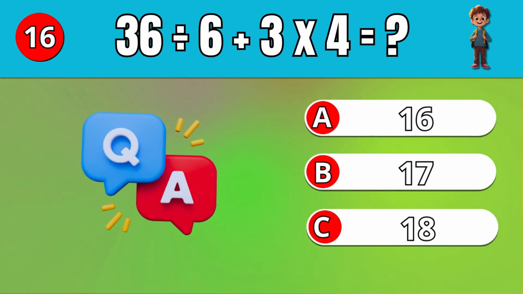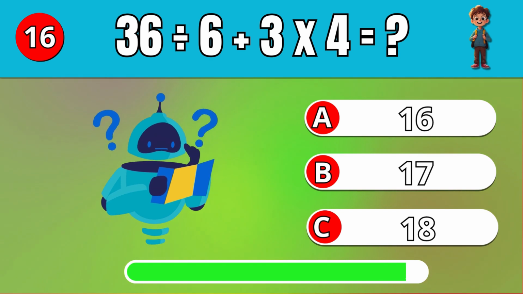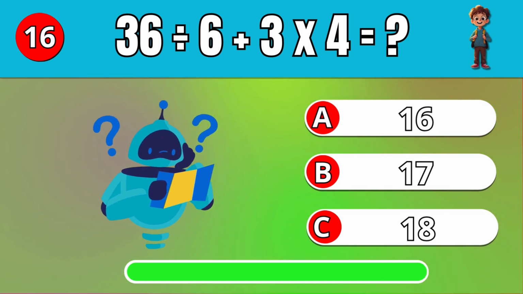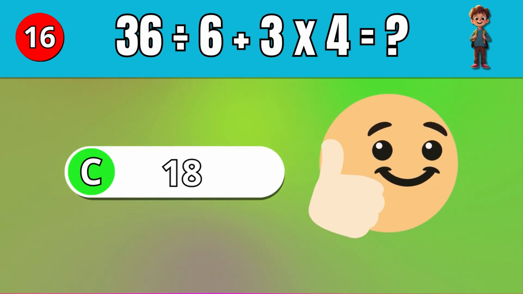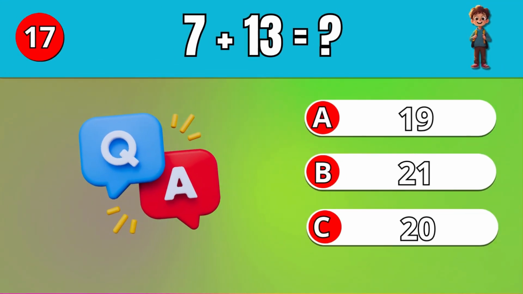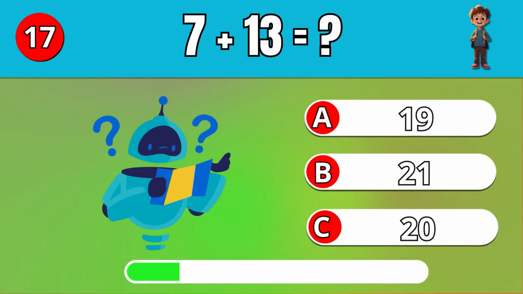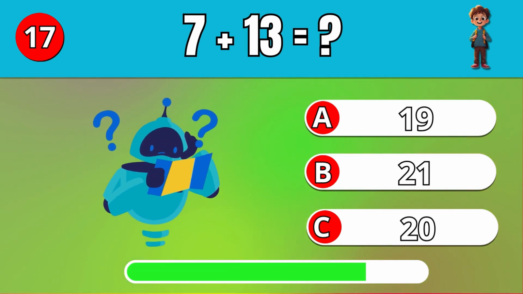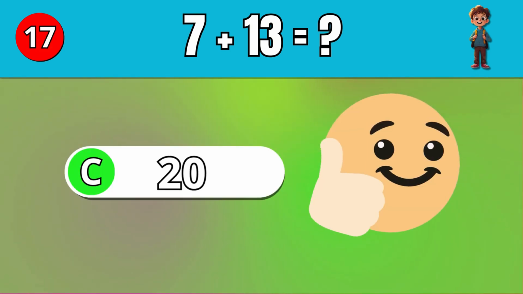What is 36 divided by 6 plus 3 times 4? C 18. What is 7 plus 13? C 20.